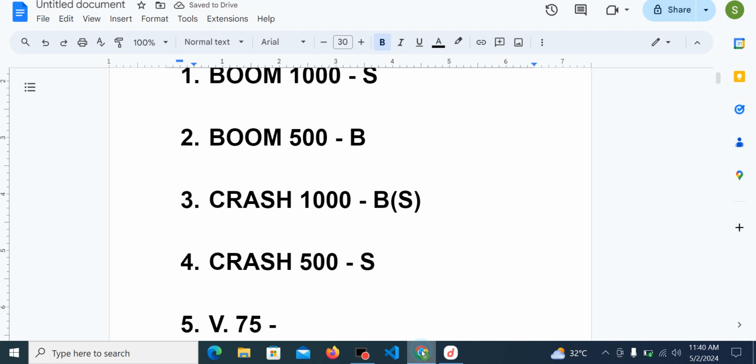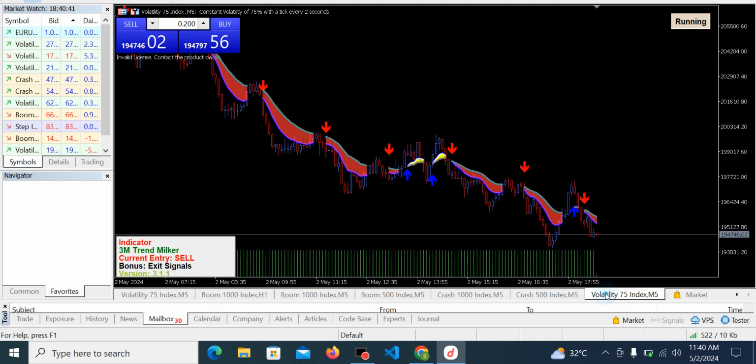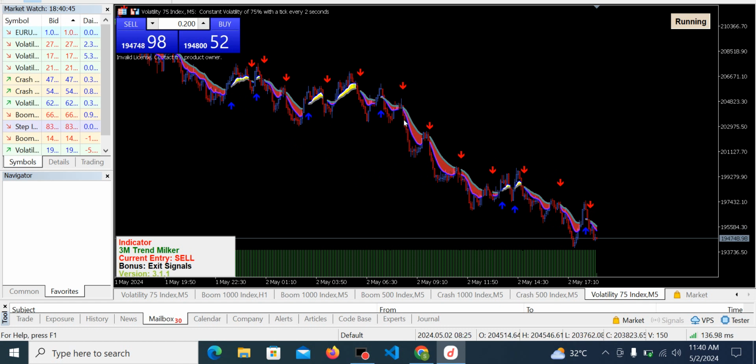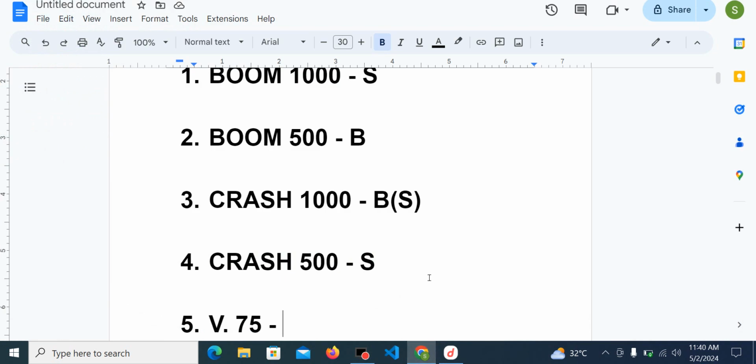The last asset is going to be V75. Let's check it out right away. This is V75, and V75 had been on downtrend for a very long time, breaking out from most support zones, and of course it is still selling at the moment. If it breaks out below here, it will keep on selling. If it does not, it will go back on buy trend. Okay, so this is still selling at the moment, so we need to take note of that.